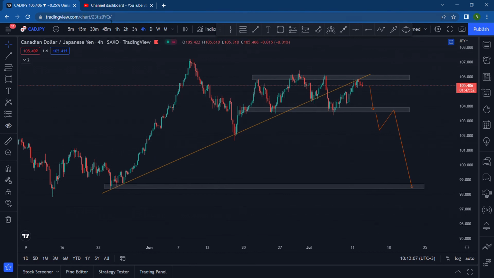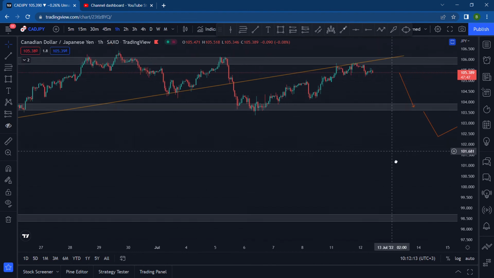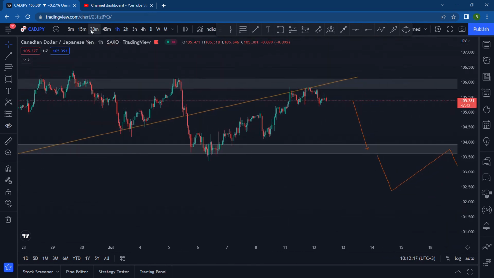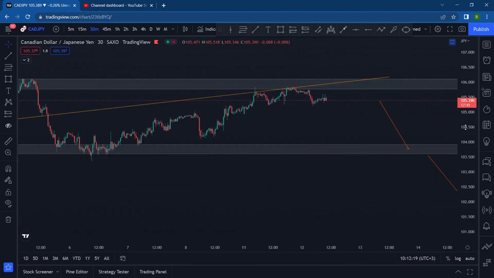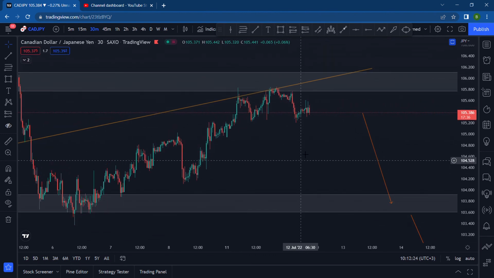So you scale down to a lower time frame to look for entries. You don't get your entries from a bigger time frame. You just use a bigger time frame to analyze, then use a smaller time frame for entries.